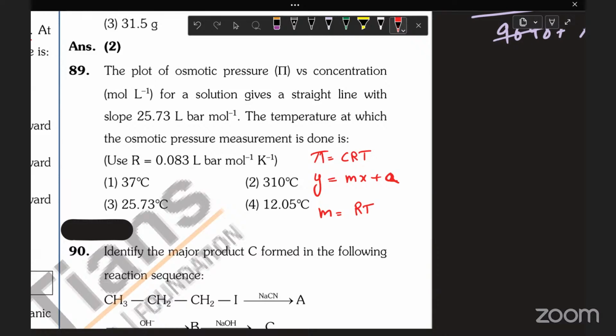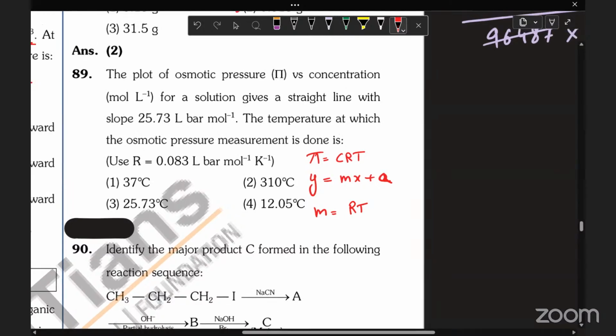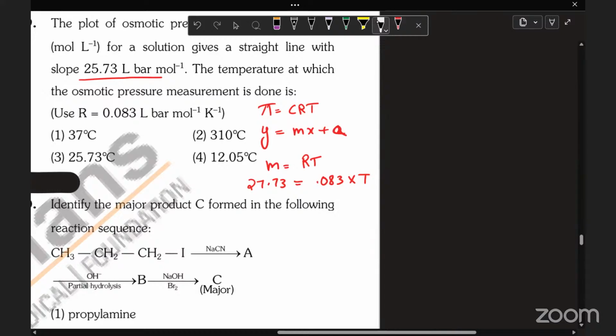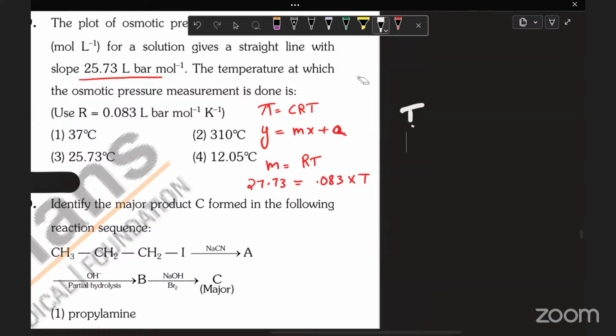All right. So this value of slope given is 25.73 liter bar per mole, right? So if I just put the value 25.73, R I have to put in liter bar, so that will be 0.083, and temperature is what I'm trying to calculate, right? The temperature value will be in Kelvin, right? So if I just calculate, the temperature comes out to be 310 Kelvin, right?